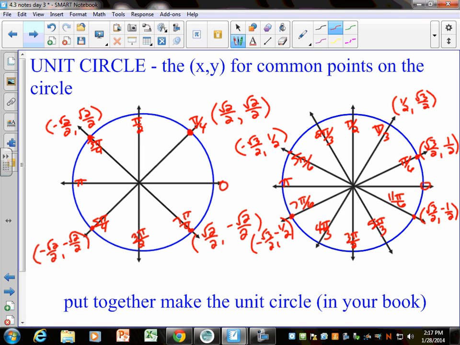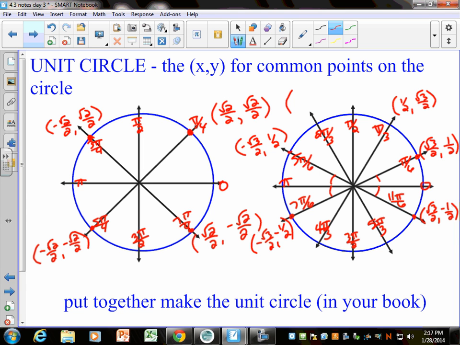And again, I still use the idea of reference triangles because I think about all of these being the same distance from the x-axis. So that's why they all have the same point. You just change the signs. And could I do the same thing with pi thirds? 2 pi thirds, 4 pi thirds, 5 pi thirds. It's going to be the same ordered pair. You just change the signs based on what quadrant you're in.